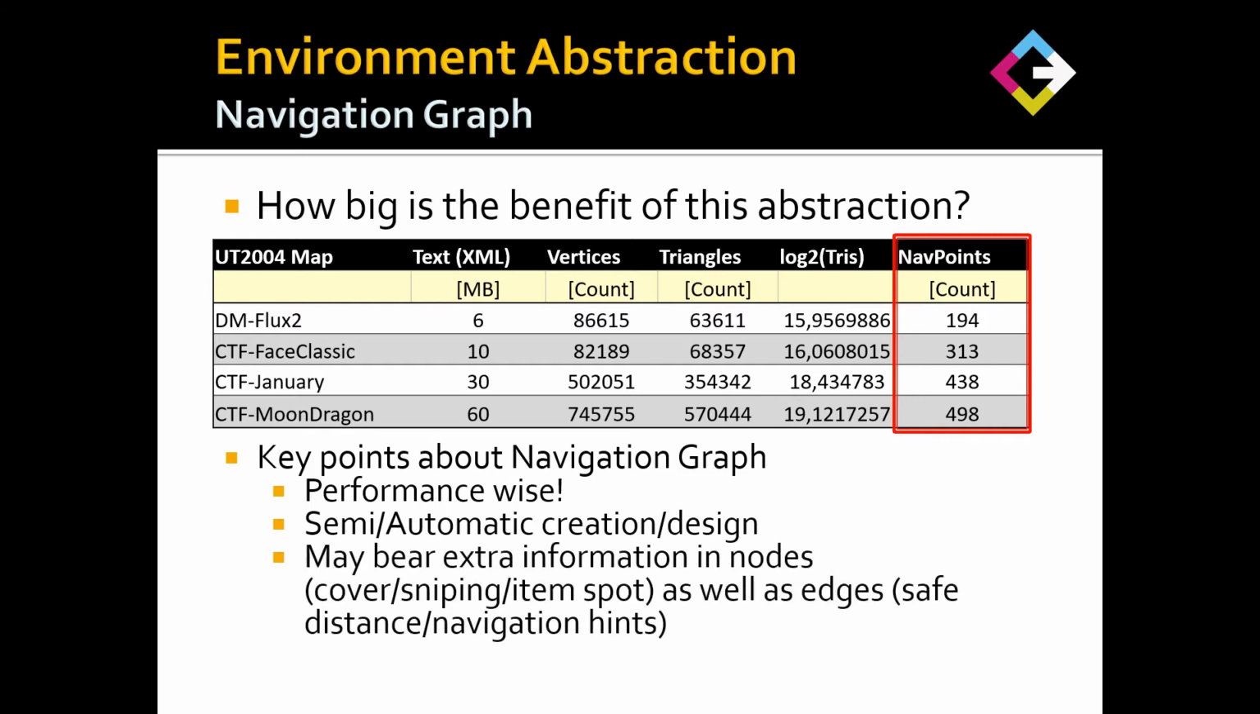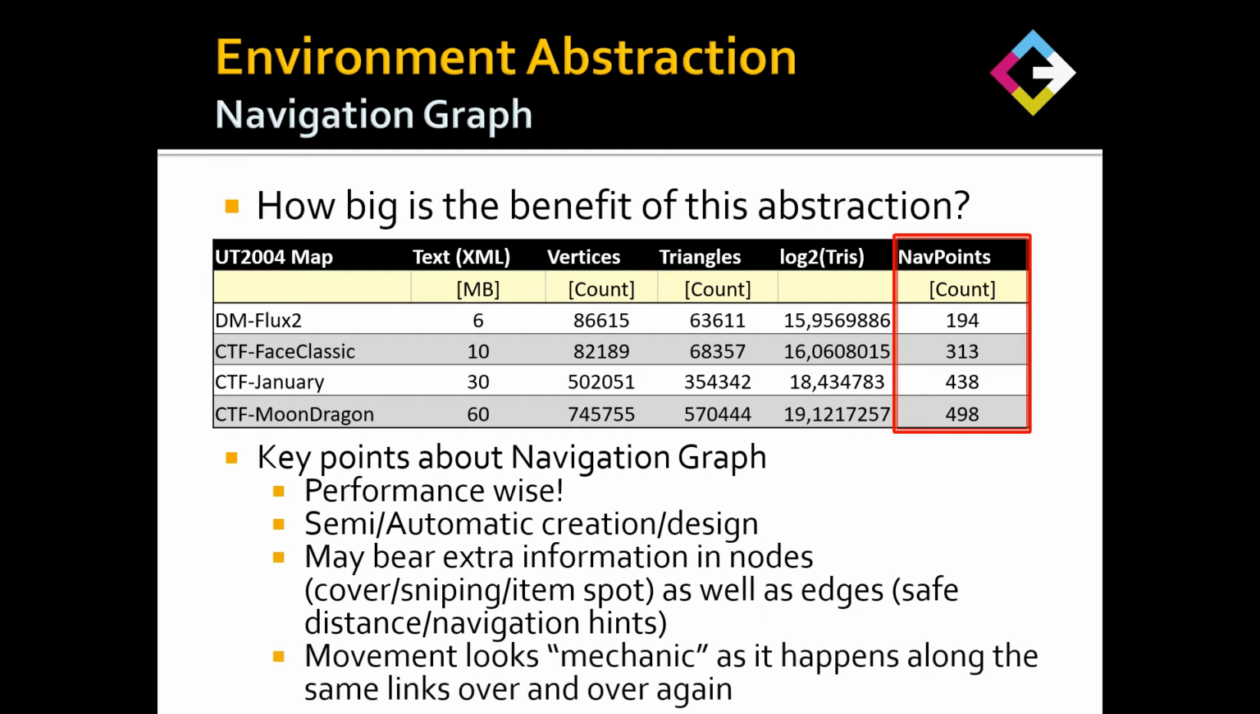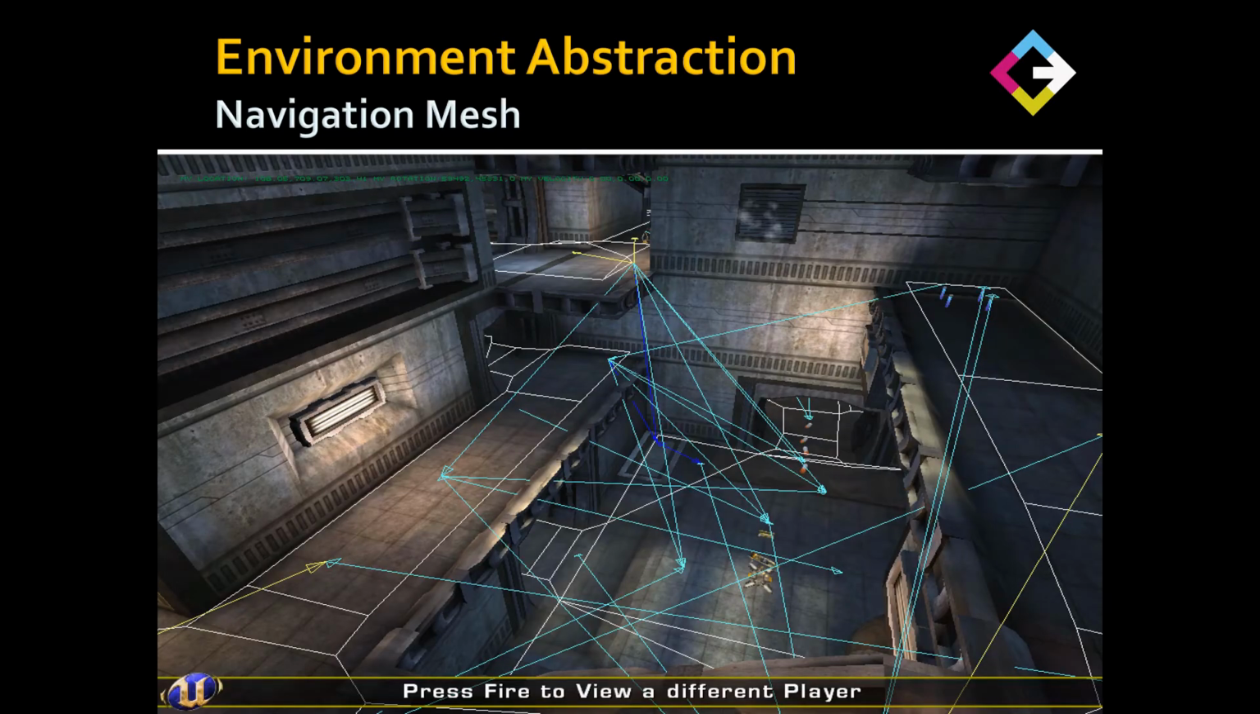Designers are also given tools to associate the nodes and links with extra spatial and gameplay information. However, the resulting movement looks quite mechanic, as the navigation goes over the same links again and again. So let's switch to 2D abstraction called navigation mesh.